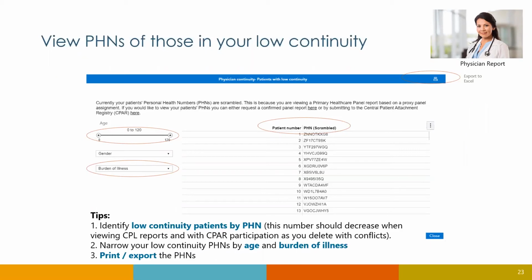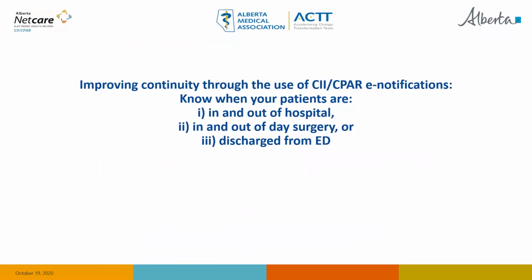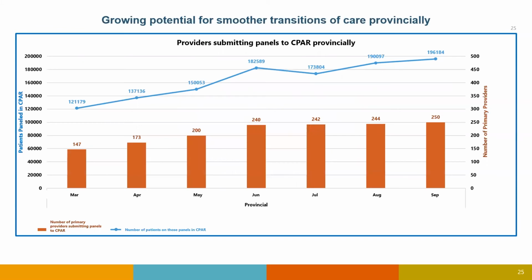Thanks, Anila. Okay, so now let's go back to those CII CPAR reports and look at the information that we are receiving as a community clinic and team. So we know we get e-notifications. What the CPAR e-notifications are is when your patients are in and out of hospital, in and out of day surgery, or discharged from the emergency department. So what's the data showing us?